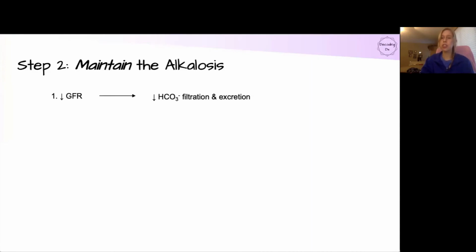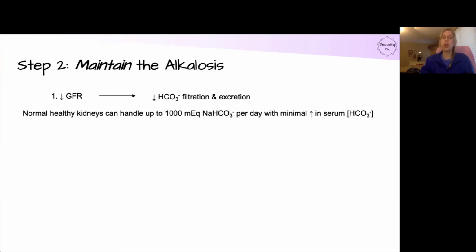If you have a low GFR, that means that you're going to have a lower ability to filter anything in the blood. That's why we see higher levels of things like potassium and BUN in patients with CKD, and the same goes for bicarbonate. Normal kidneys can handle up to 1,000 milliequivalents of extra sodium bicarbonate per day, with pretty minimal effects on the concentration of bicarbonate in the blood.